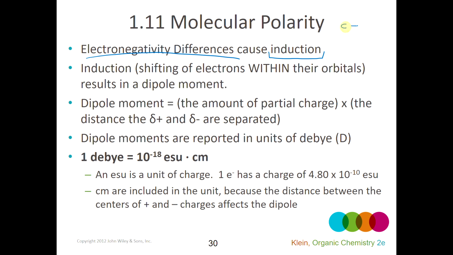So when carbon bonds to hydrogen, carbon's more electronegative, and so the induction causes the electron cloud to shift a little bit more toward the carbon, creating a little negative on that side. When carbon bonds to oxygen, oxygen's more electronegative, so that creates a negative on this side and a positive on that side. So these partial charges are created by the induction, or the shifting of the electron cloud toward the more electronegative atom, bringing more negative charge to that side of the bond.